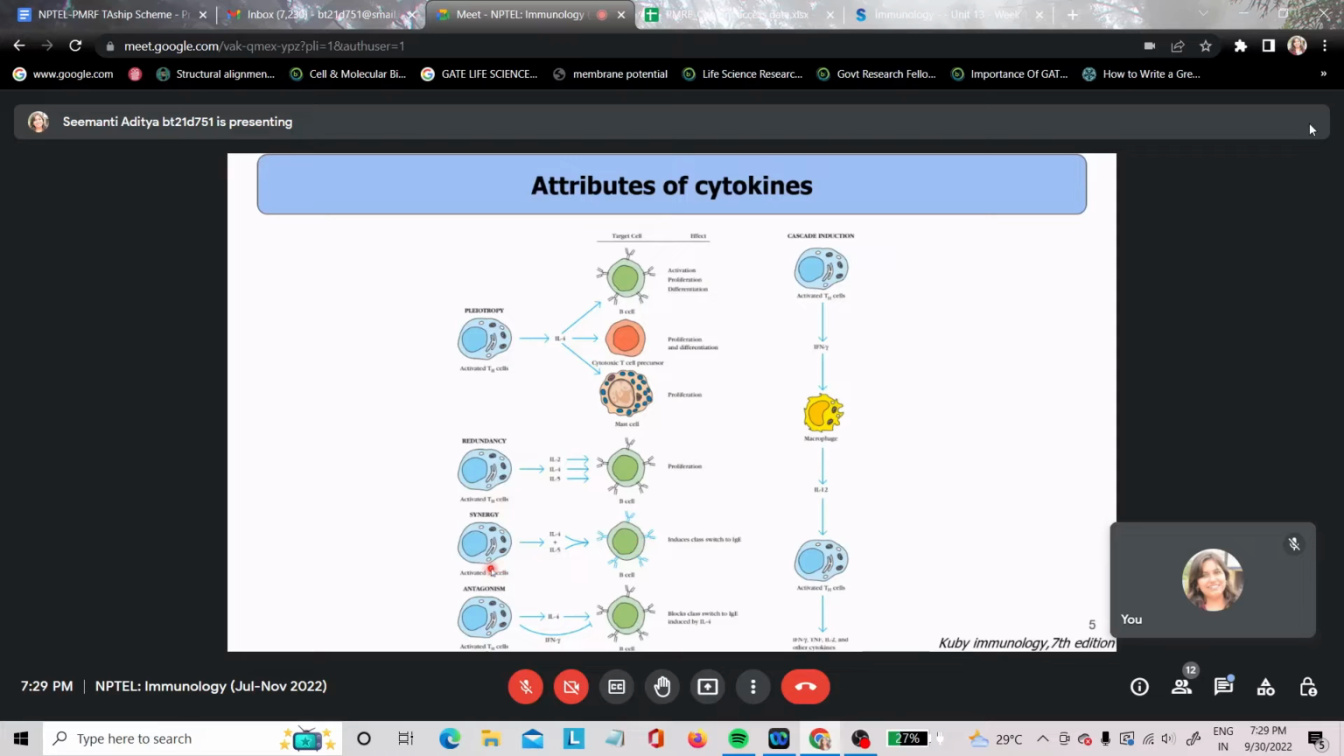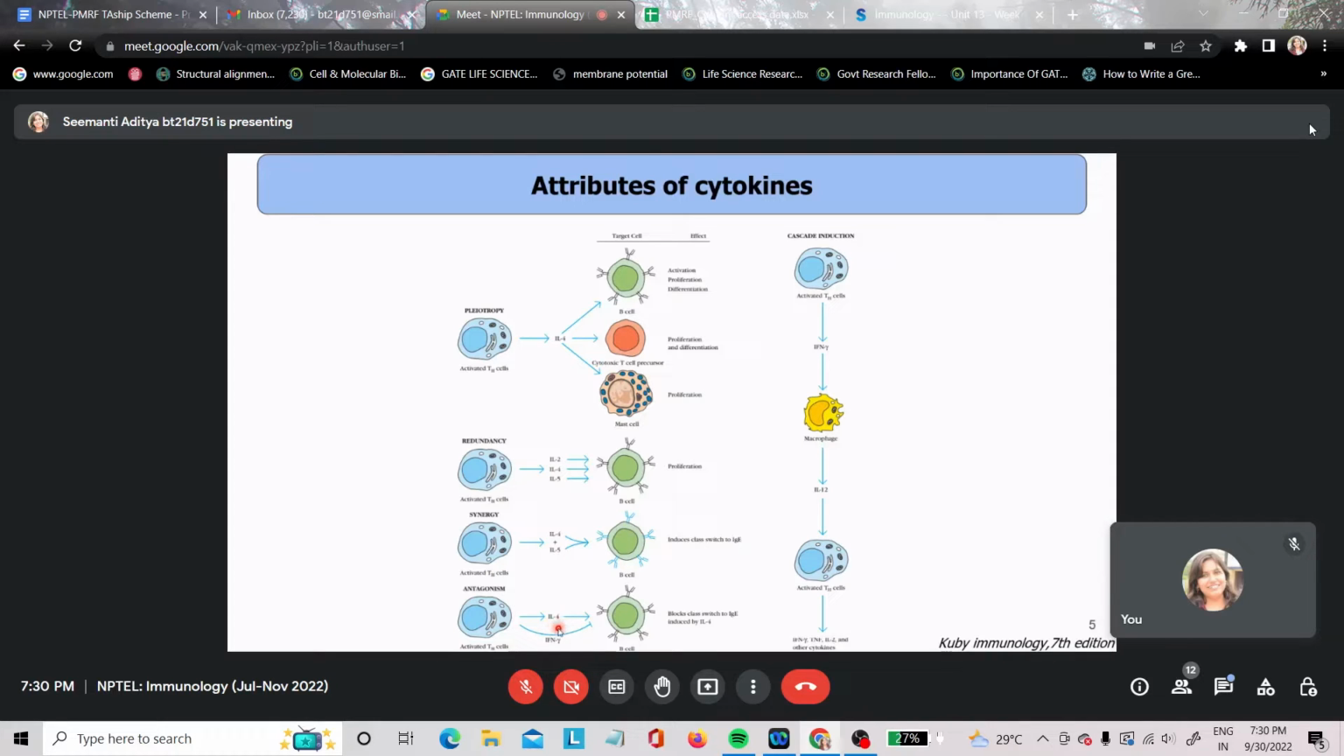Synergy and redundancy differ in that in redundancy, one cytokine can individually perform the function, although different cytokines perform the same function. In synergy, both cytokines need to be present together in order to perform their function and carry on with the activities. And antagonism is when there are inhibitory cytokines which will block the activities.